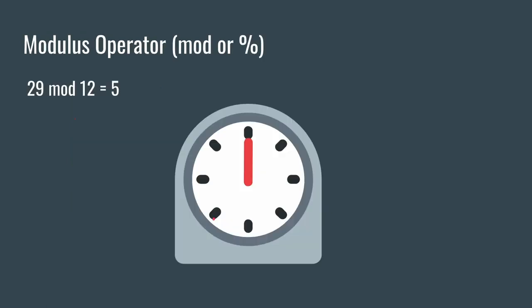Oh, and a quick reviewer on mod. The analogy here is kind of like the hands on a clock. If you did 29 mod 12, you would go around the clock once to get 12, twice to get 24. You'd have 5 as the remainder. So your answer is 5. I also don't know why these emoji clocks only have 8 dots around the outside instead of 12, but, you know, I think you get the idea.